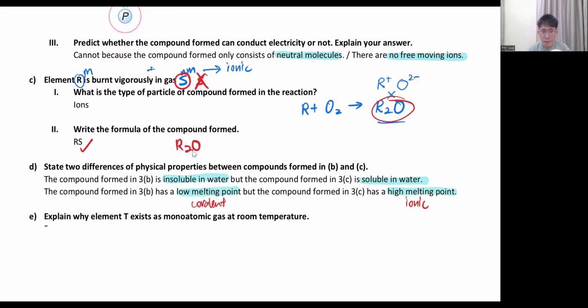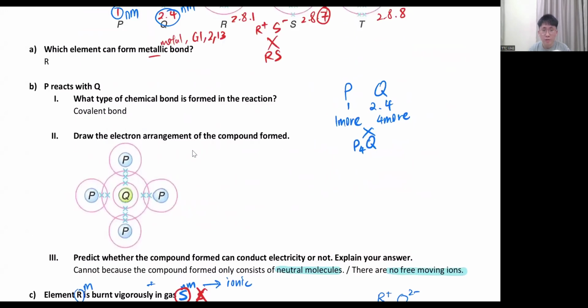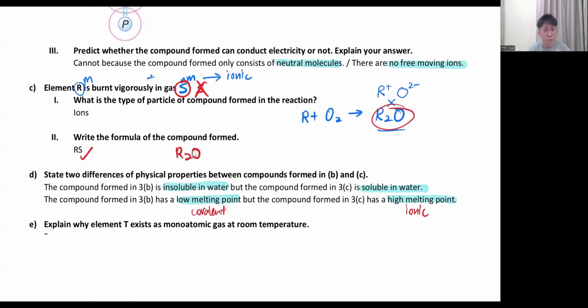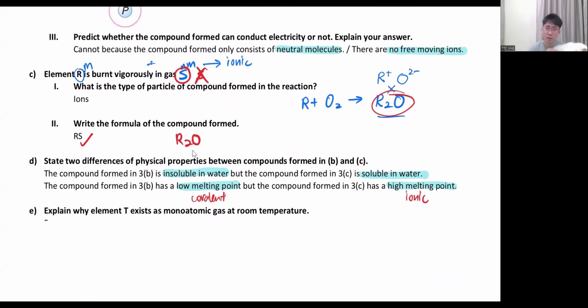Okay, and then explain why T exists as monoatomic. Guys, you see T, do you see 2.8.8? It has achieved what? Achieved stable octet electron arrangement. He does not need to share, lose, or gain electron to become stable. So we can say that from here. Has achieved stable octet electron arrangement. Okay, guys, hopefully your group 1, group 17, your covalent bond, your ionic bond, all this is quite familiar already.